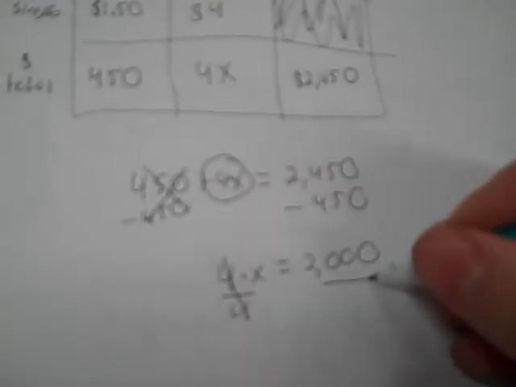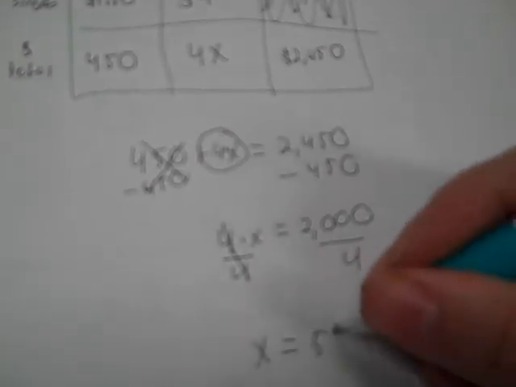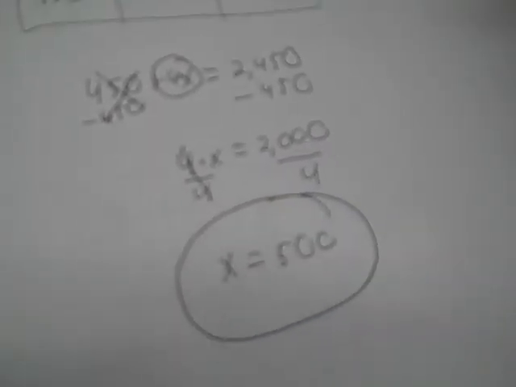2,450. So I dot my x and circle it. And then I minus 450, minus 450. So 4x equals 2,000. And then I can divide by 4. So x equals 2,000 divided by 4, which is 500. Okay, that's the only answer I need. It says how many do they sell for adults? 500 of them.